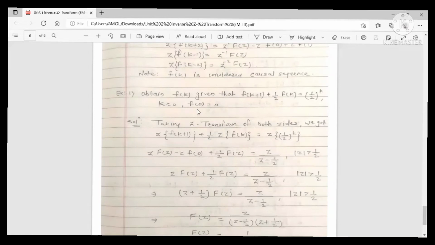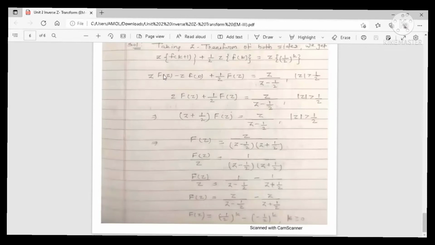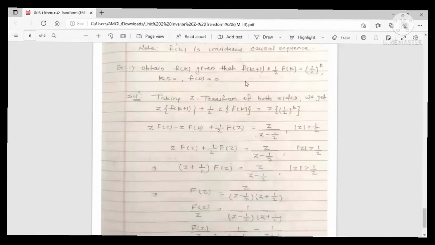1 by 2 raised to k when k is greater than or equal to 0 is Z upon Z minus half, mod Z is greater than half here. So here the value of f of 0 is 0. So put f of 0 is equal to 0. So Z into f of Z plus 1 by 2 into f of Z is equal to Z upon Z minus half, mod Z greater than 1 by 2. When k is greater than or equal to 0, the condition for Z is mod Z is greater than mod a. The value of a is here 1 by 2.